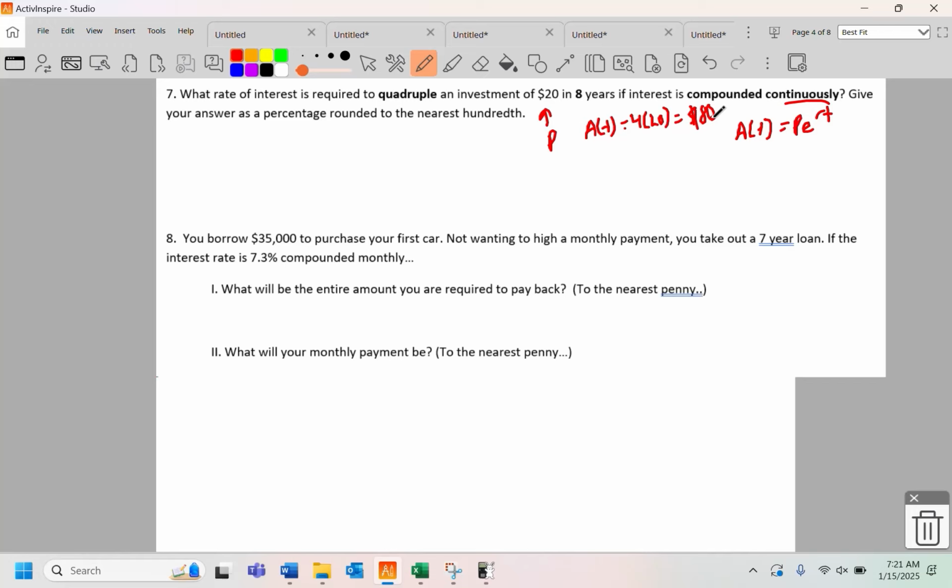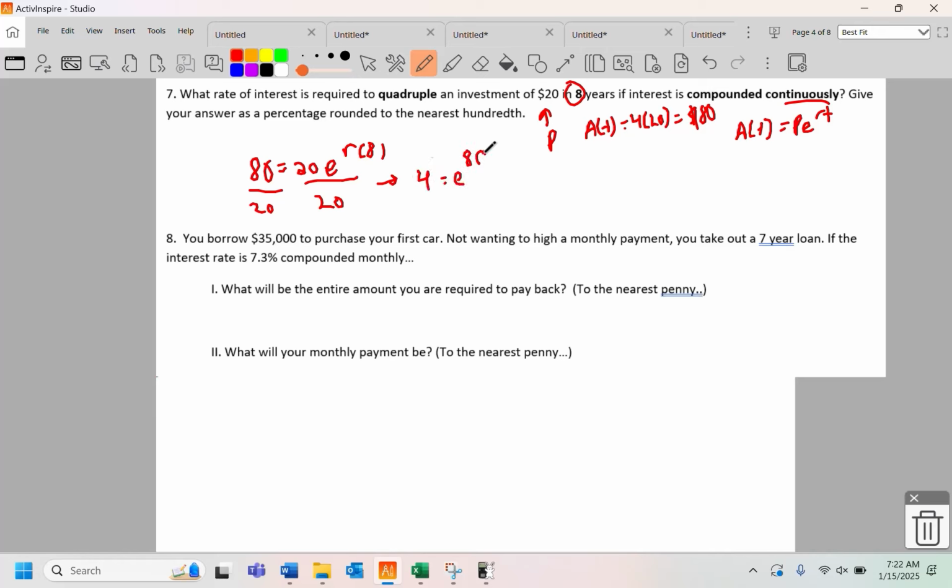I'm just going to plug some stuff in here. By the way, this is time. So after time, I've got 80. I start with 20, and I have e to the r, which is unknown, but I do know this is 8, because time is 8. Now, we can actually do this by hand. This is not a problem that you have to use a calculator on. I'll show it in the calculator so you can agree that it's right, but divide both sides by 20, isolate the e. We would have 4 equals e to the 8r.